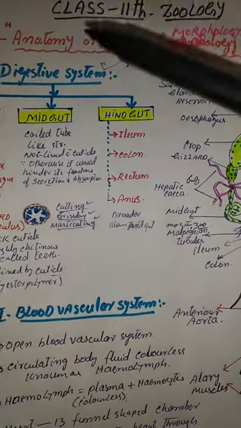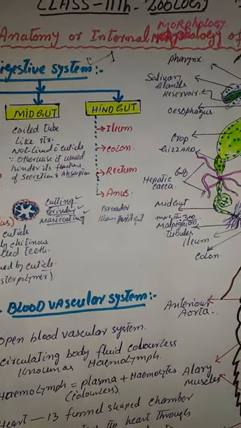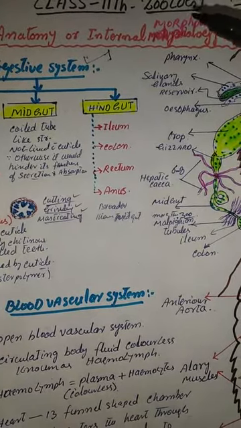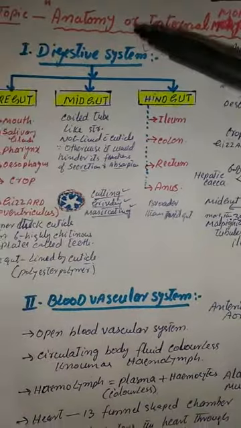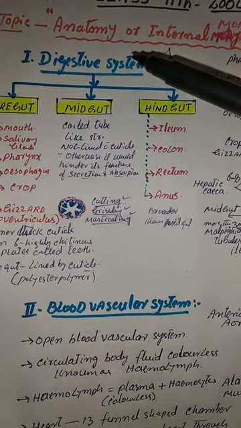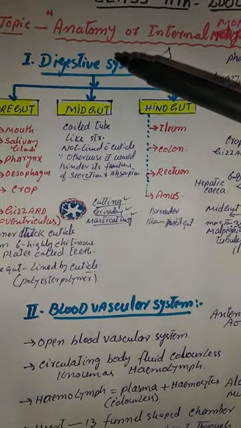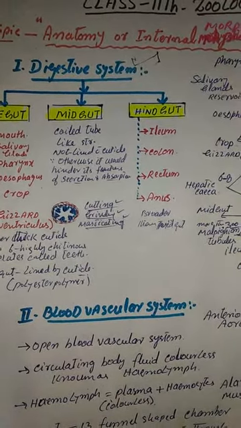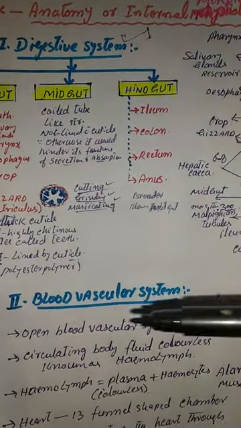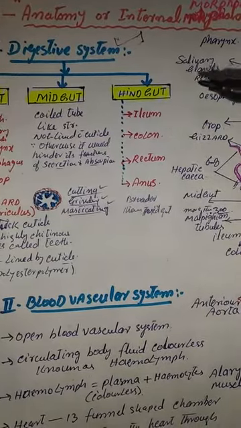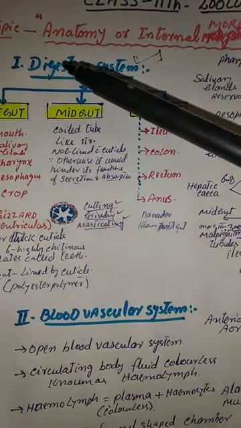My today's topic is anatomy or internal morphology of cockroach. Under this topic today we will study about the anatomy or internal morphology of two very important organ systems of this insect, that is the digestive system and the blood vascular system. First of all, we will take up the digestive system.